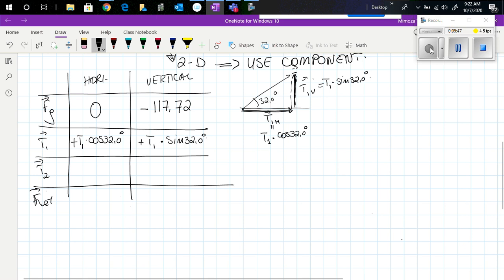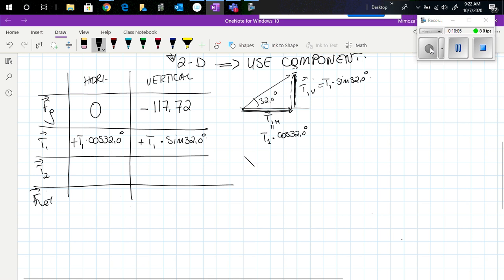So it looks like when you have sine and cosine, you have one variable more there, but actually that's not true. If you type cosine 32 into your calculator, you will have a number.